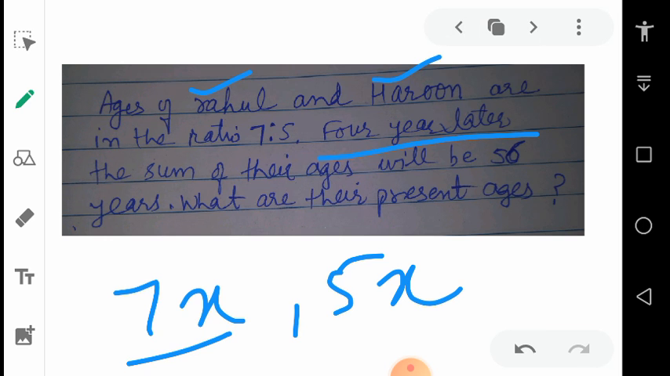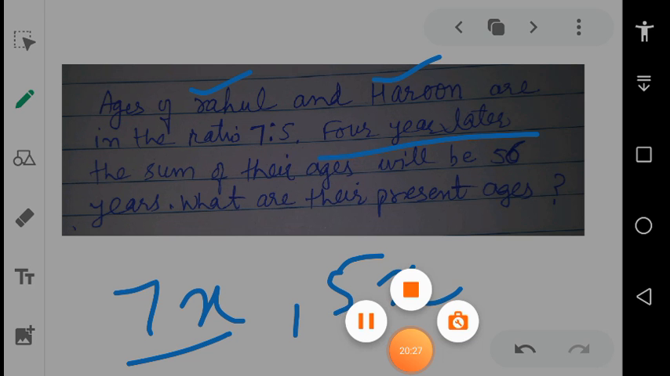Now in the case of ages, you should be careful about some statements. For example, it is given that the sum of their ages will be 56 years. 4 years later means after 4 years, and 4 years before means just before 4 years. So in the case of before you will subtract, and in the case of later you will add, because a person after a few years will be elder, not younger. Keep it in your mind very carefully.